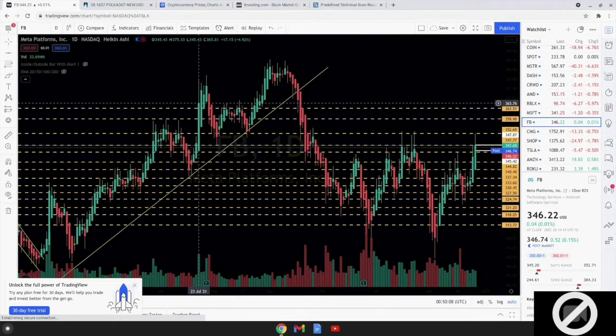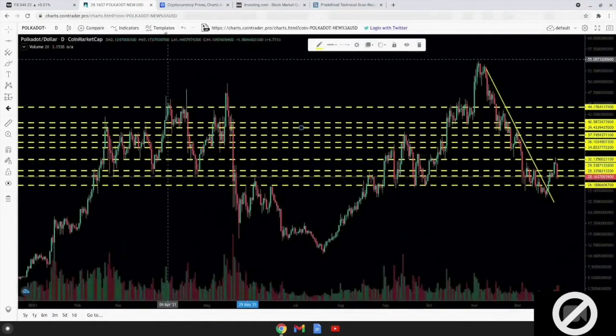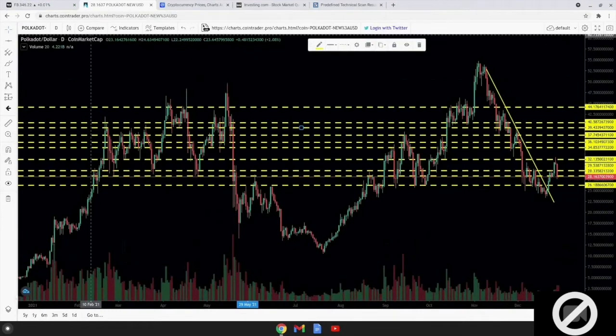So now I'm going to switch it to another platform, so y'all know. This is charts.cointrader.pro. Okay, this is for crypto. The reason I use this instead of TradingView is because on TradingView they don't have some of the newer cryptos, and they don't have some of the history of the crypto. Okay, so as you see here, I mark up my support and resistance, of course.